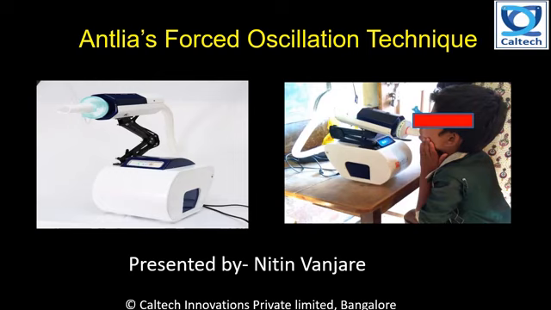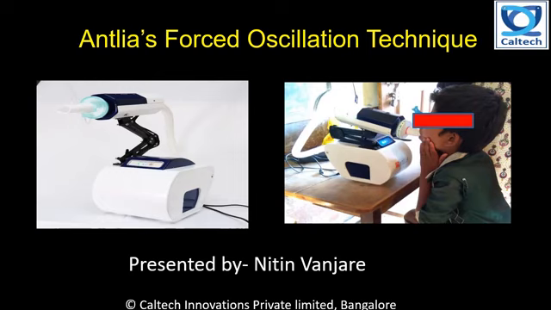In my previous video, I had spoken about impedance, resistance, and reactance. In this video, I am going to talk about the technique which can measure these parameters: the forced oscillation technique, also abbreviated as FOT. In this figure, you can see an anti-biased forced oscillation device.